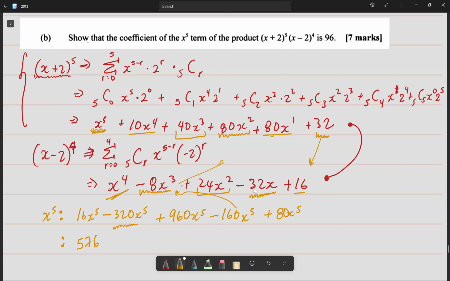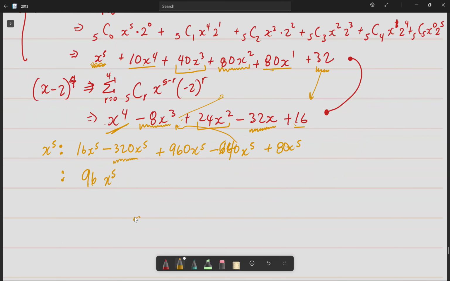So this times this times this, 40 times 24 gives us 960. 8 times it should be 64. So that's 16 minus 320 plus 960 minus 640 plus 80. And that gives us 96 that I'm expecting. Okay. 96 x to the fifth. Therefore, the coefficient of x to the fifth is 96, hence shown.